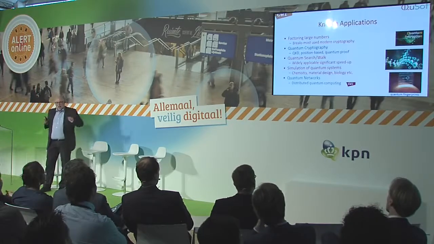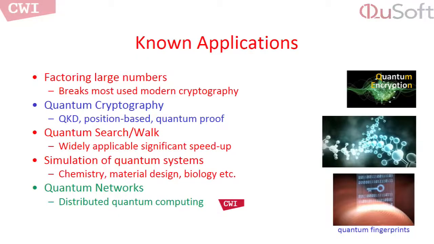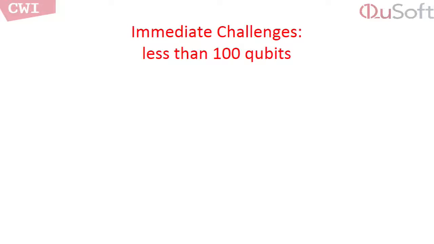Okay, so there's a handful of the known applications, and I've listed them here again. You can see sort of three themes. The red one is the computation theme, the blue one is the crypto theme, and the green one is the communication theme. All these three are prominently present in our research field these days.